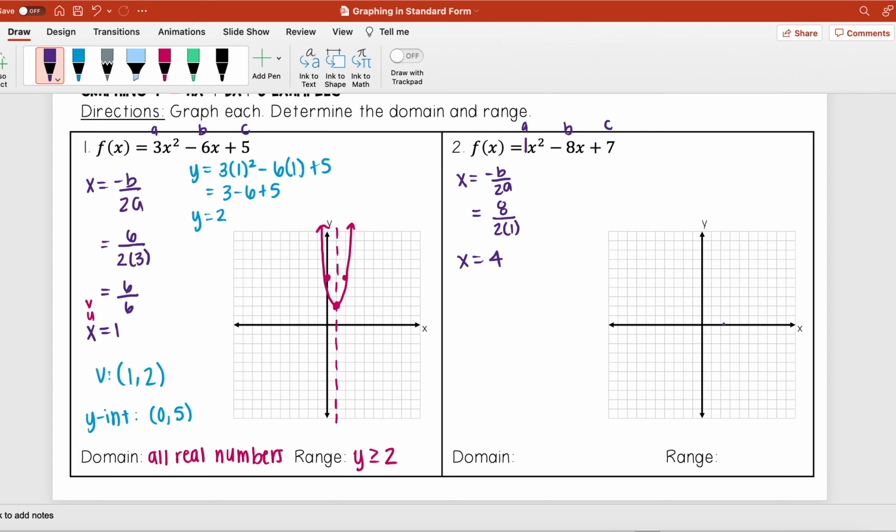So I want to go to 4. 1, 2, 3, 4. And I want to draw a vertical dashed line through it. Next, I need to finish finding my vertex. So I need to plug in 4 into my function here. So I have y is equal to 4 squared minus 8 times 4 plus 7. So 4 squared, I get 16 minus 32 plus 7.